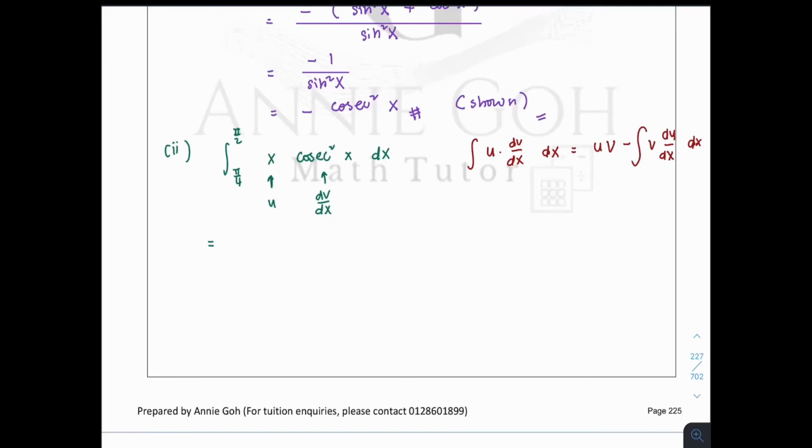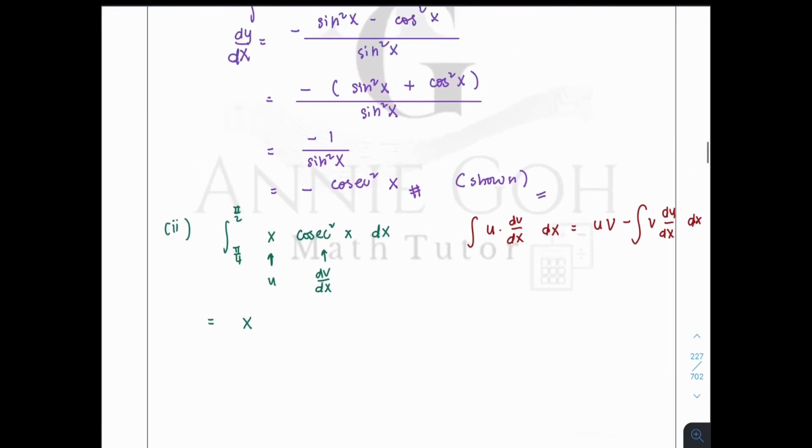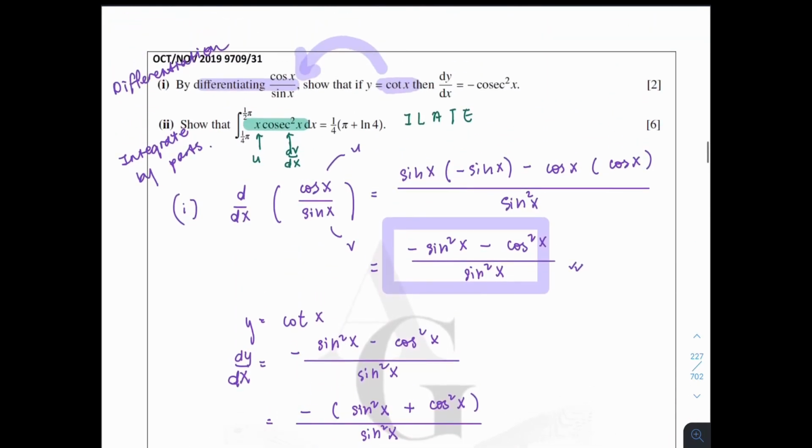According to the formula, we need to have u and v, and our u is the x, so let me jot down the x first. And to get the v from the dv here, which means we need to integrate cosecant square. But how to integrate cosecant square is actually related to the part 1. Have a look at the part 1 here. This is the cosecant square.